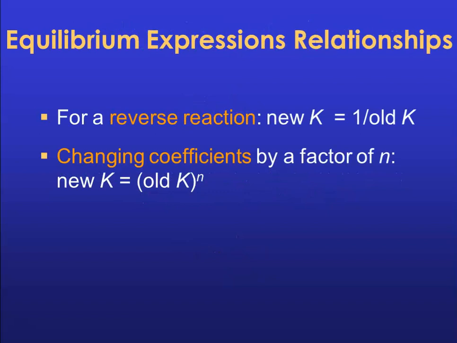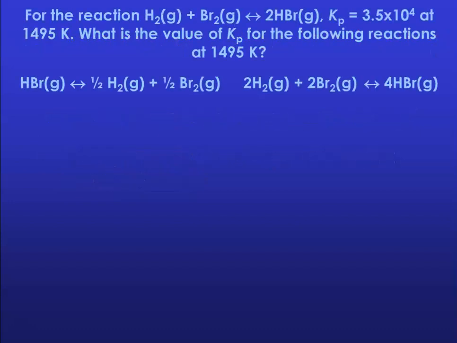We can relate equilibrium constants for similar reactions to one another. If our equilibrium expression is going to be the reciprocal, basically if the reactants and products have switched sides, then the value of K would just be the inverse of the original K. Or if we have changed the coefficients of our reaction by a factor, we can adjust our K by that same factor as well. So here we have a reaction where hydrogen and bromine make two hydrogen bromide gas molecules, and you're given the K value for that expression.